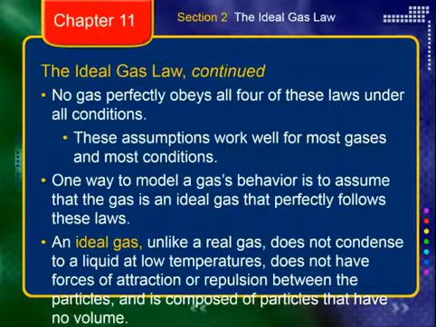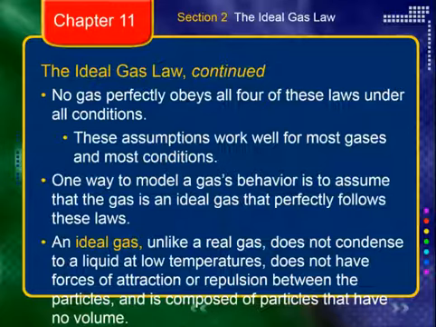So I'm saying ideal gas law, ideal gas. In last chapter, we talked about what it means to be ideal. And one of the things I hope we remember is that no gas perfectly obeys all 4 of these laws under all conditions, right? There's no ideal gas. So there's no gas that ideally follows Boyle's law or Charles' law or Gay-Lussac's law or Avogadro's law. Those measurements will all be just a little bit off depending on what conditions you're looking at. But these assumptions work well for most gases in most conditions, right?